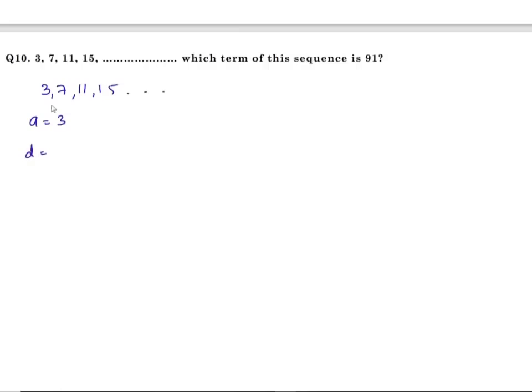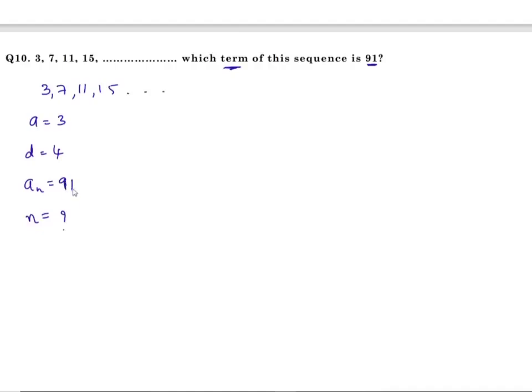a equals 3, d equals what? 7 minus 3 is what? 4. We need to check which term of the sequence is 91. That means I'll take this as the nth term, an equals 91. Which term? That indicates we need to find out the value of n.